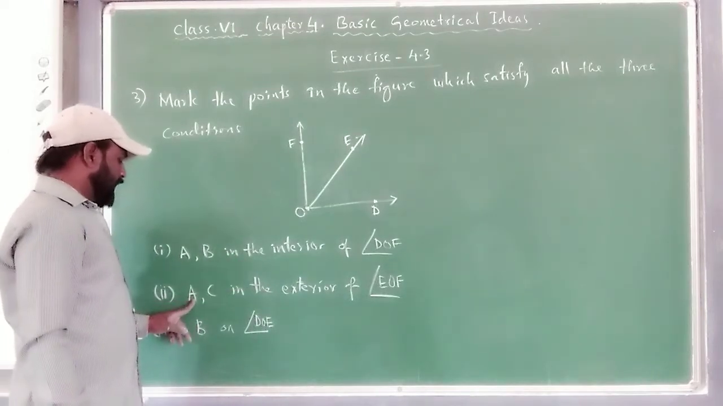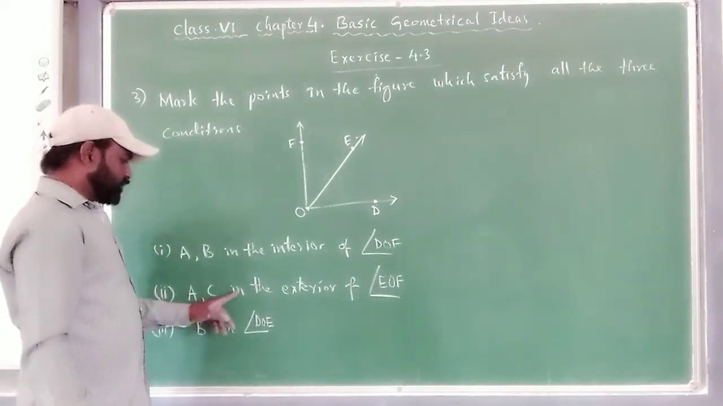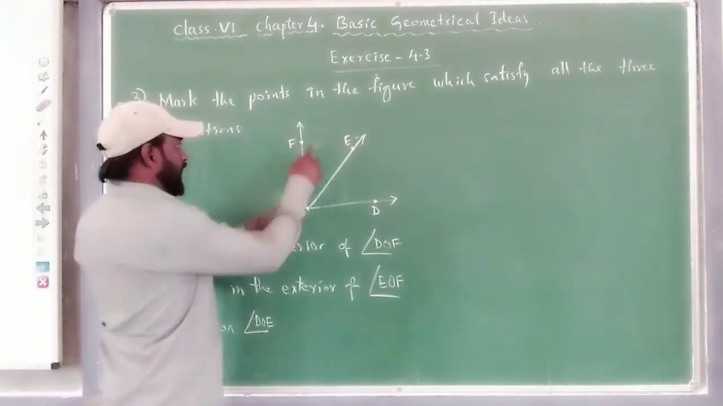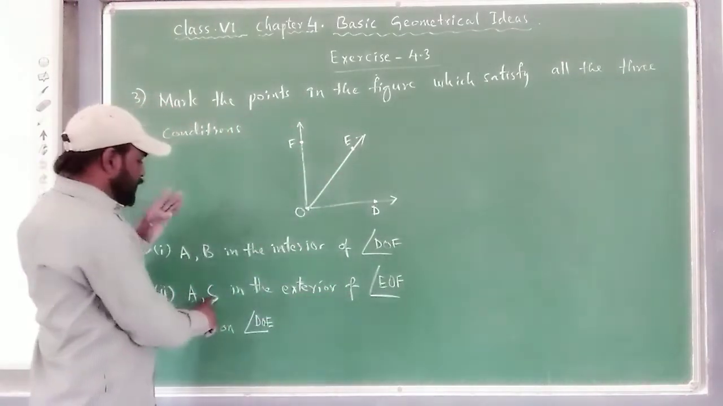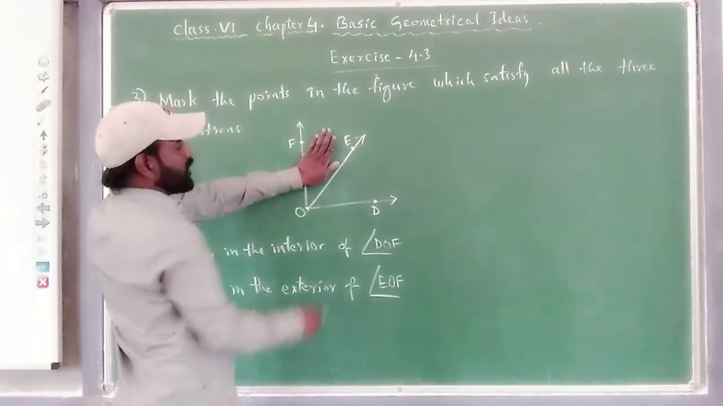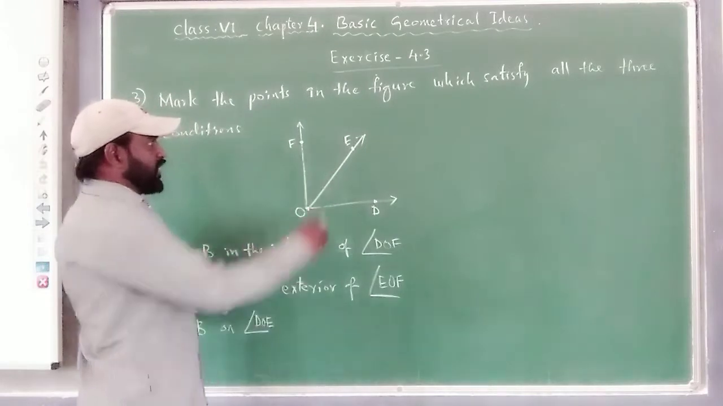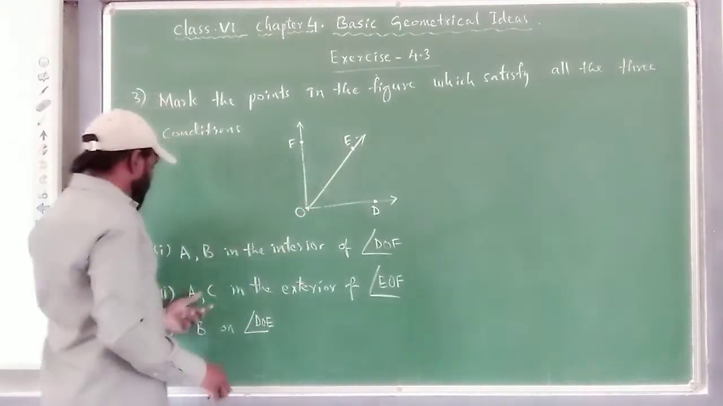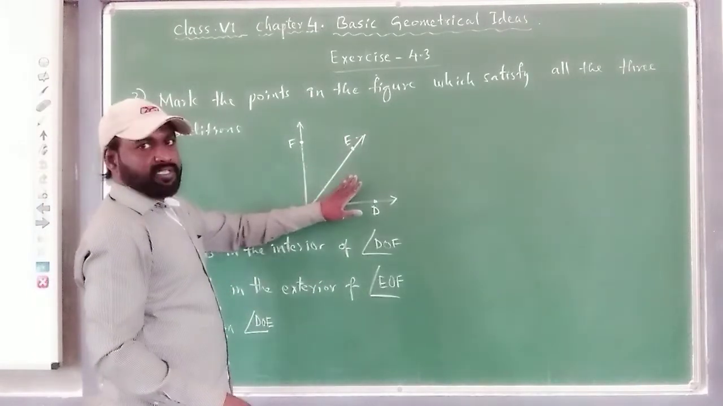Next, second condition, A and C in the exterior of the EOF. EOF exterior. That means A and C, these 2 points should not be here. They should be this side. Why? Because exterior of EOF. EOF is this part. Inside it should not be. A and C should be exterior. Out of this.